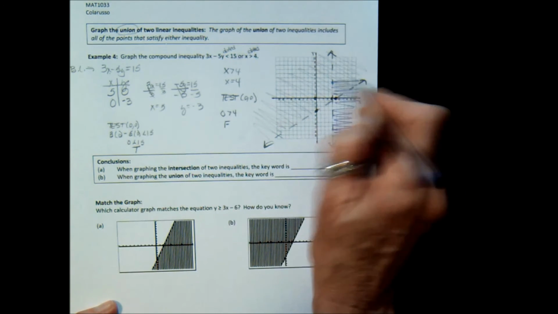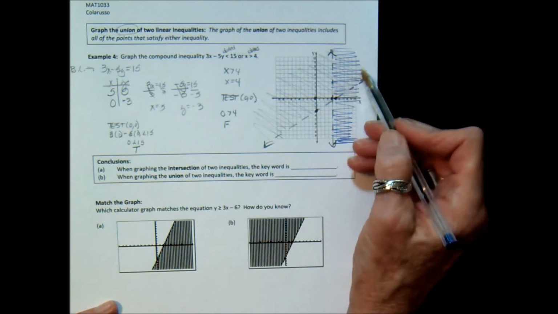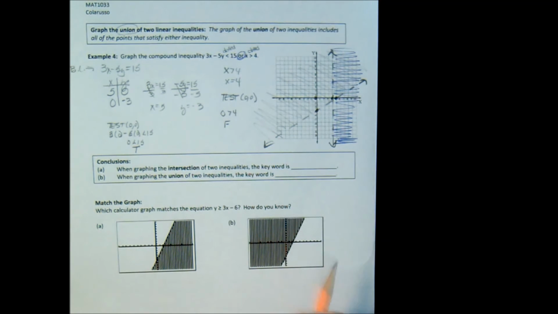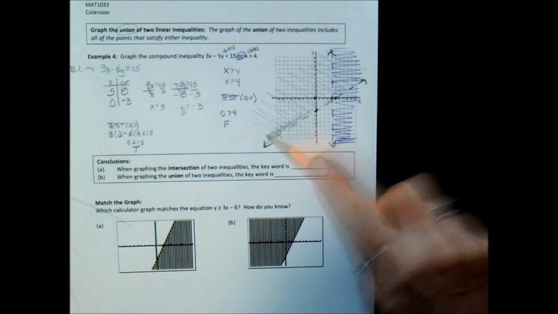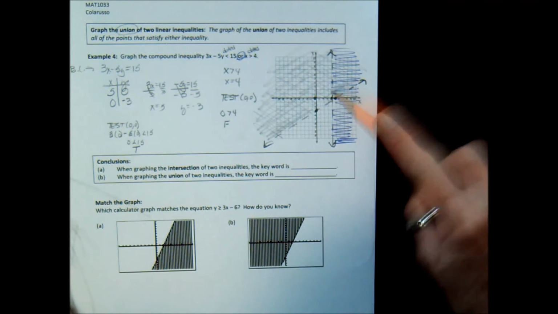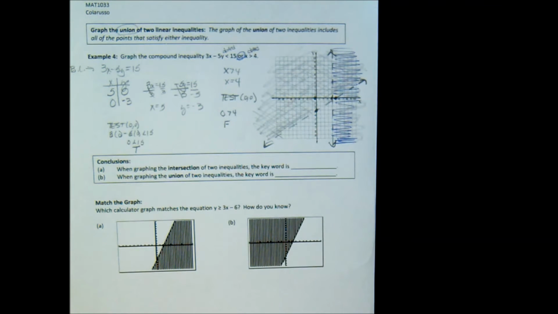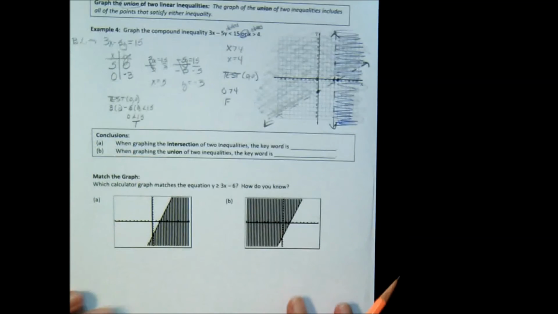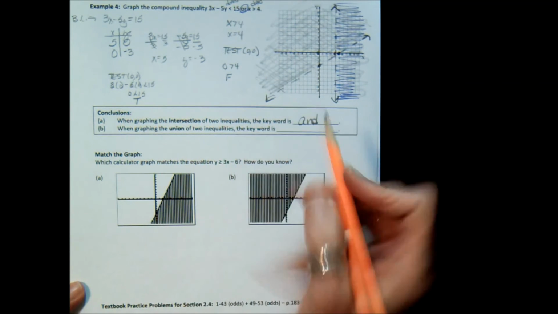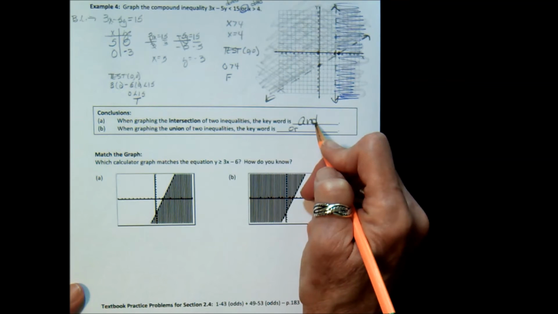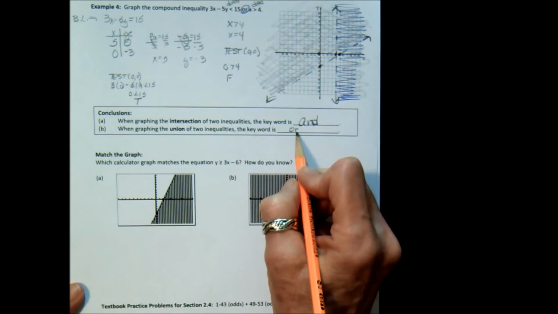Now, if we were looking for the intersection, I can see where it intersects right here, but I'm not. The word is or. So I was looking for the union, meaning I'm done. It's just all of this shaded region, all of this, and all of this. It's just together. Either one of those. That's the union. So in the conclusions, it says, when graphing the intersection of two inequalities, the key word is and. When graphing the union of two inequalities, the key word is or. The one that has and is like example 3, where you have to darken where they intersect. With or, you just leave the two shadings alone.